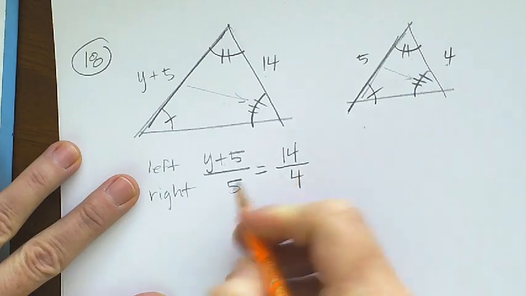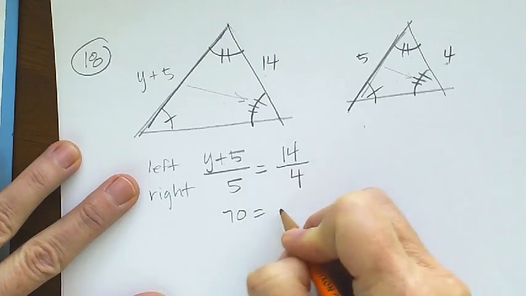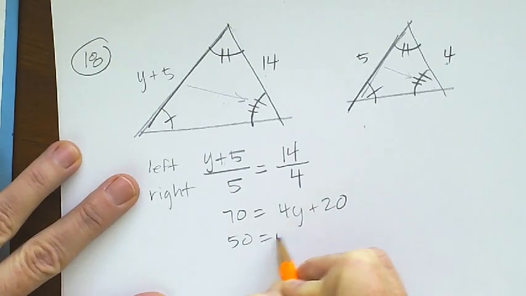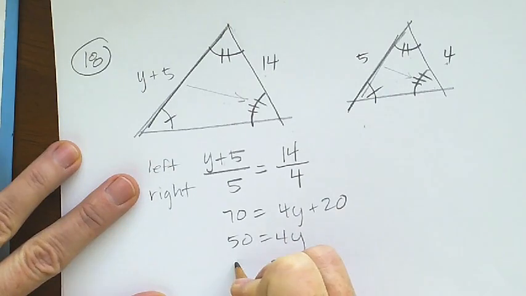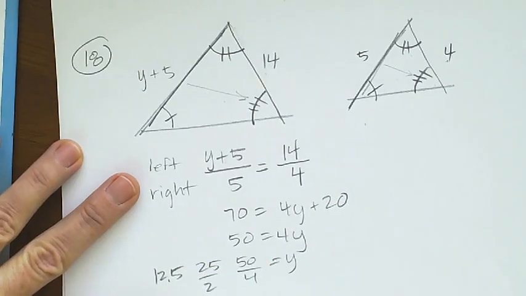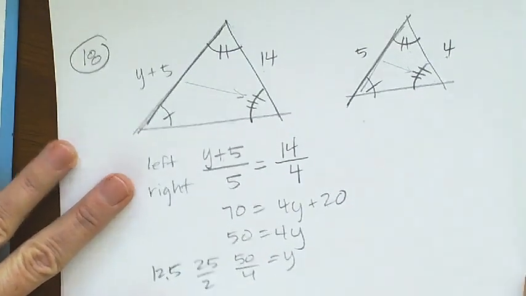14 over 4. So then that's going to give me 70 equals 4y plus 20, so 50 equals 4y, so y equals 50 over 4, which reduces to 25 over 2, which is 12.5.